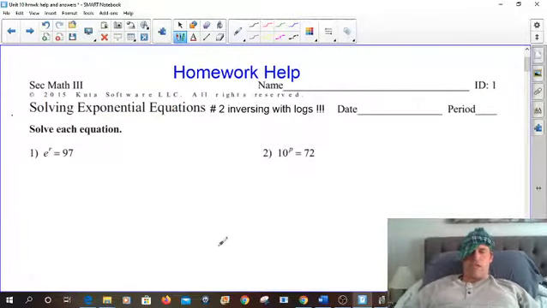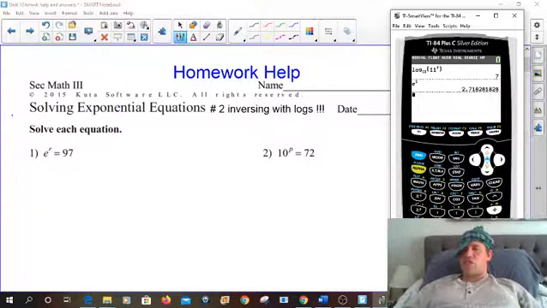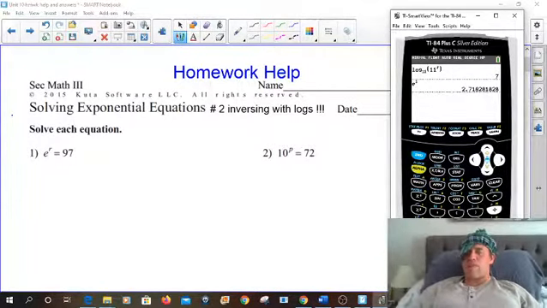Okay, so then let's try... Oh, but what about e? What the heck is e? Well, let me show you what e is. So e is like pi. It's on your calculator. So you go down here, second e. Let's just do e to the first power. And so e is just like pi. It's a special number, 2.718281828.